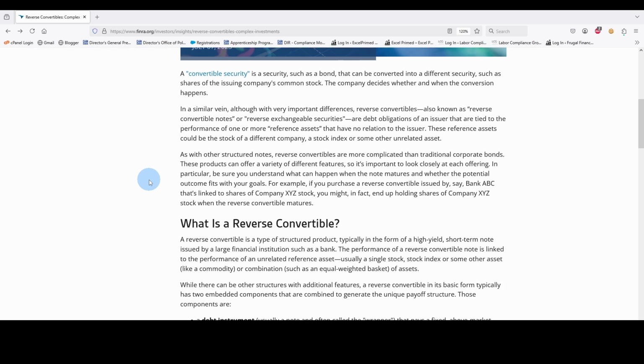As with other structured notes, reverse convertibles are more complicated than traditional corporate bonds. These products can offer a variety of different features, so it's important to look closely at each offering.